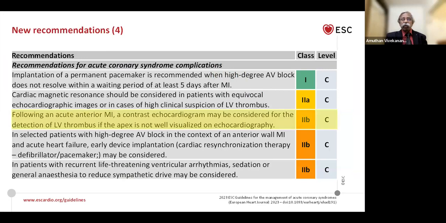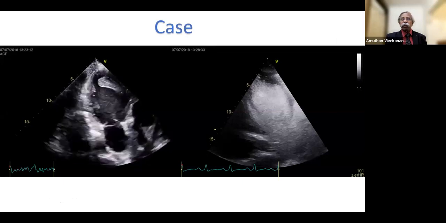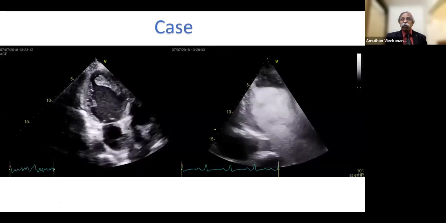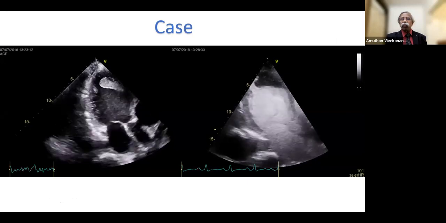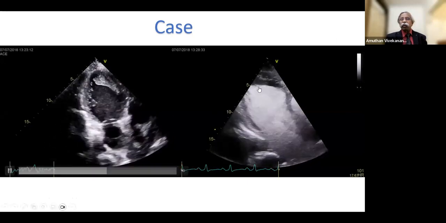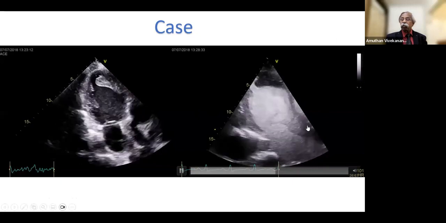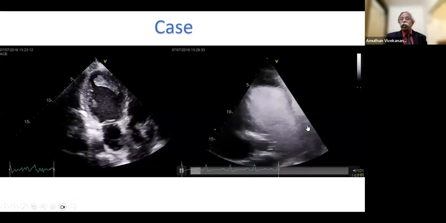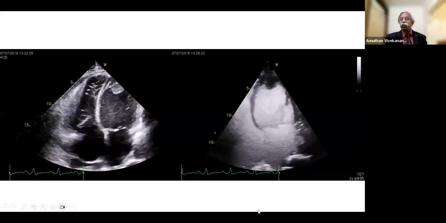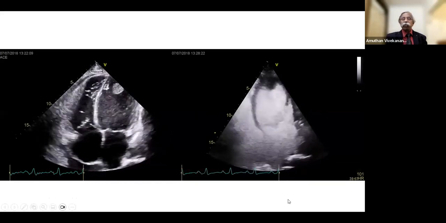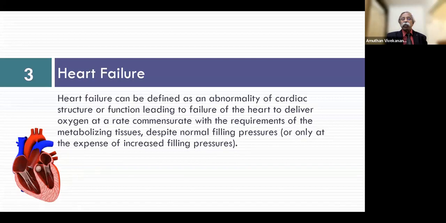Now, the recommendations are that following an acute anterior wall MI, contrast echo may be considered for the detection of LV thrombus. The apex is not well visualized on the echocardiography. So this is a second case, a patient with anterior wall infarction and a large LV apical clot. You can see that. This is the contrast echo. Contrast filling the cavity, and the LV apical clot is very well seen. Apical clot.